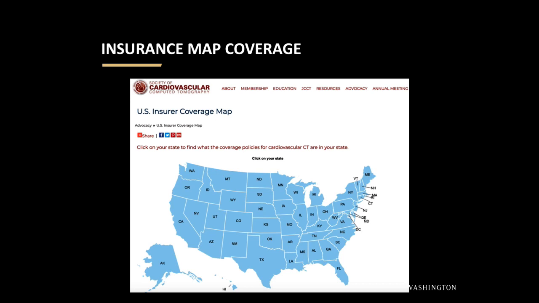The CT First people that I work with at the Society of Cardiovascular CT actually came up with this, which is Hans. So this is the insurance map, because I think oftentimes we want to order a CTA, and the question is, is it covered by insurance? It's an interactive map, and you can go to the SCCT website, click on the state. So you click on Washington and it'll pull up all the different insurance providers.